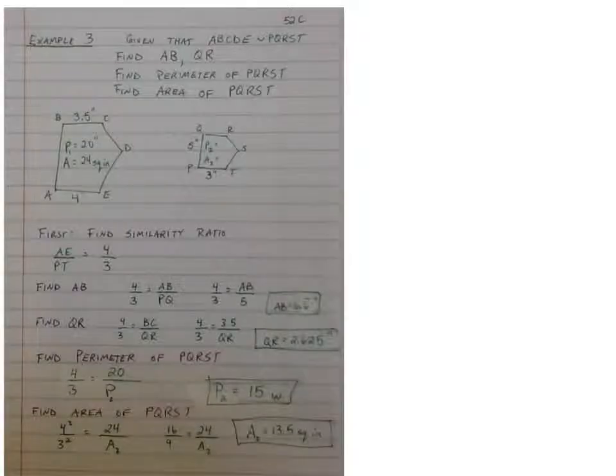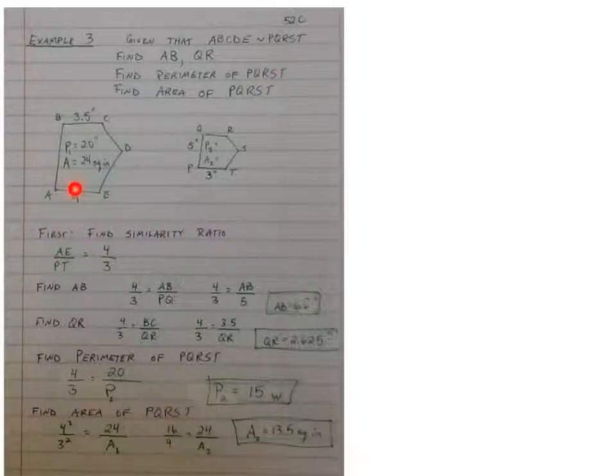All right, so what we have here is two pentagons, pentagon ABCDE and pentagon PQRST. And we are told the perimeter of the larger pentagon and the area of the larger pentagon. And we're also told a couple dimensions throughout the pentagon. It asks us to find AB, QR, the perimeter of the smaller pentagon and the area of the smaller pentagon. So the first thing we should do is find the similarity ratio.